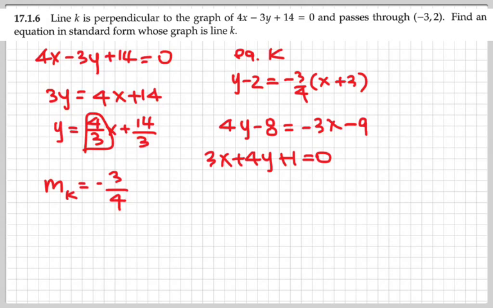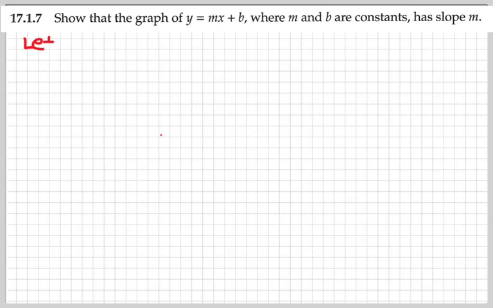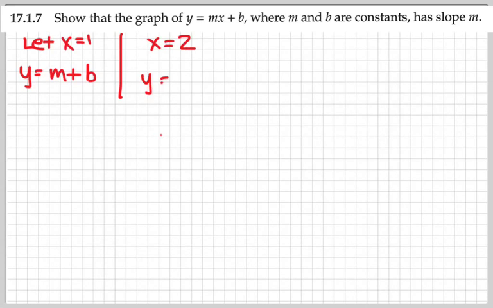Now number 7. Show that in this case m has to be the slope. Let us look at two cases. First case, when x equals 1, we're going to find the y value, which is m plus b, because if x equals 1, plug in 1 in place of x, then we end up getting m plus b. What if x was equal to 2? Then we're going to find the coordinate of y as well. Then y is equal to 2m plus b.